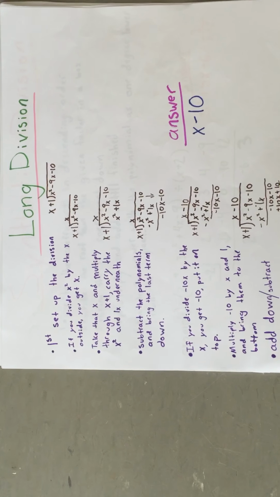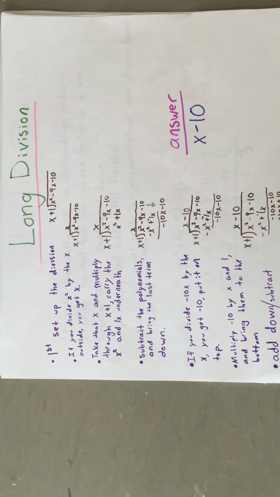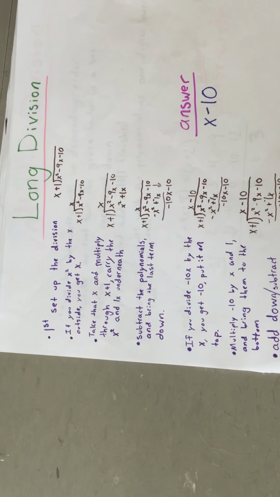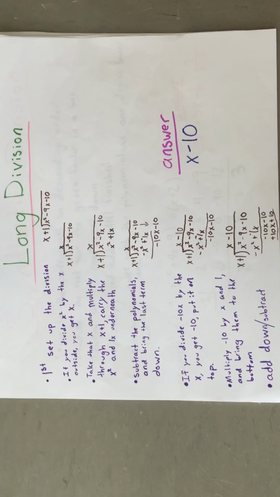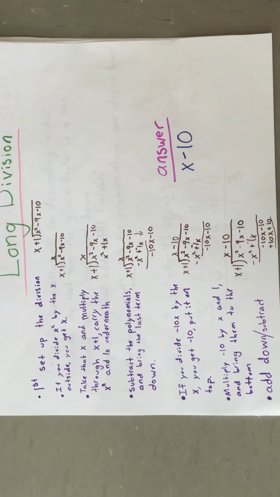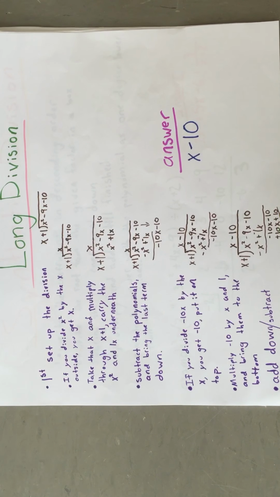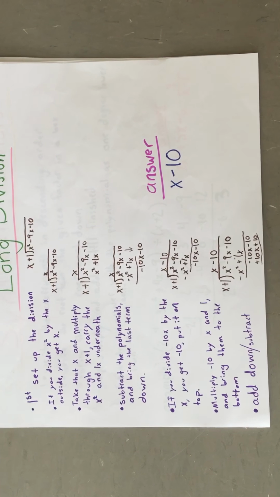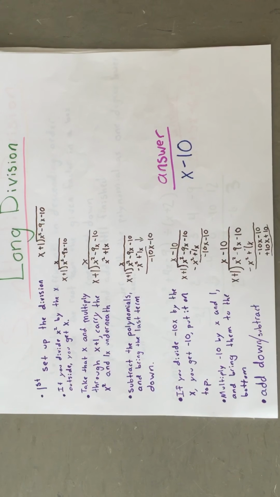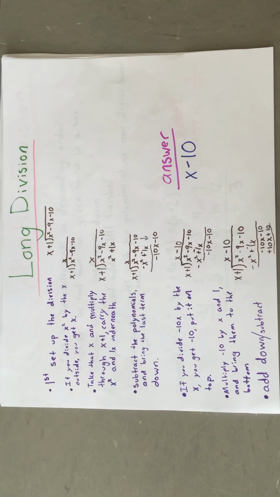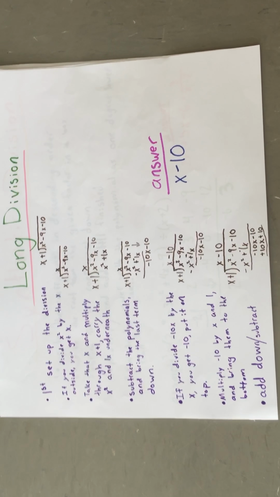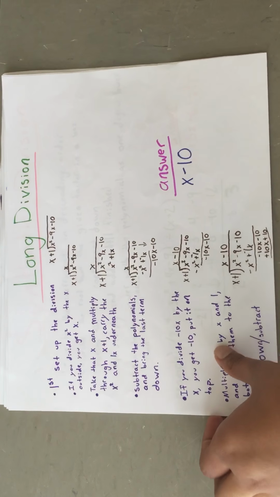Long division. First, set up the division. Second, if you divide x squared by the x outside, you get x. Take that x and multiply it through x plus 1. Carry the x squared and 1x underneath. Subtract the polynomials and bring the last term down. If you divide negative 10x by the x, you get negative 10. Put it on top. Multiply negative 10 by x and 1 and bring them to the bottom. Add down or subtract.